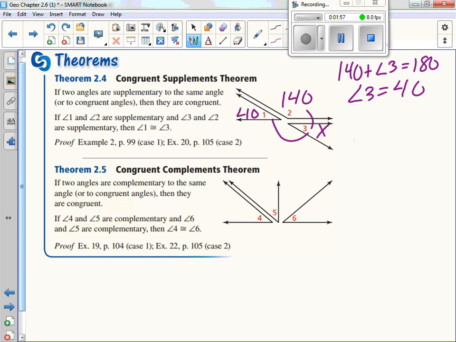Now, the other one we have is the congruent complement theorem. Well, two angles that are complementary add up to be 90. So the same property is true for complementary angles. If 4 and 5 add up to be 90, and 5 and 6 add up to be 90, well, 4 and 6 have to be the same.